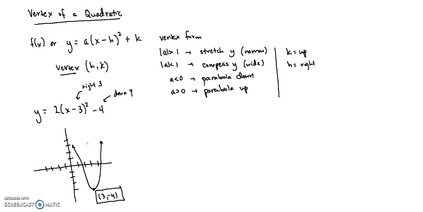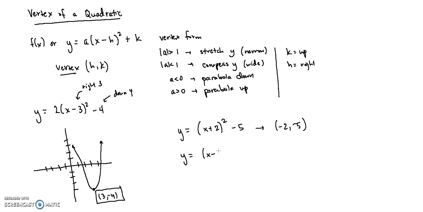So look here, opposite sign, positive 3, same sign, negative 4. So let's just do that for a few examples and get the vertex. For this one, what would the vertex be? It would be opposite sign, negative 2, same sign, negative 5. So negative 2, negative 5. Or you can think of it in terms of shifts, left 2, down 5. Either way is perfectly fine.